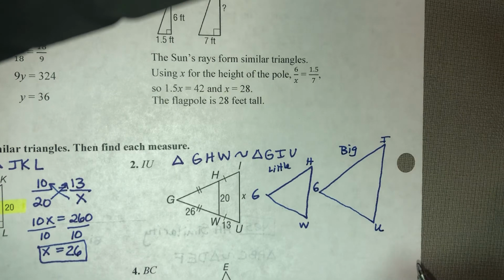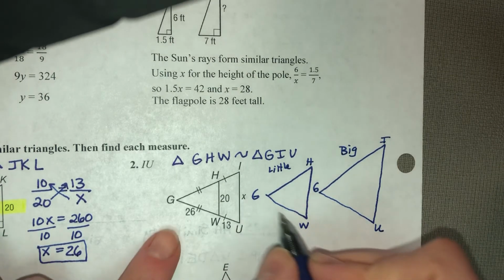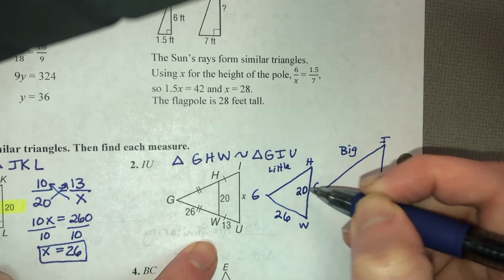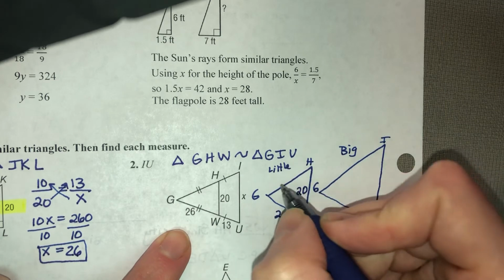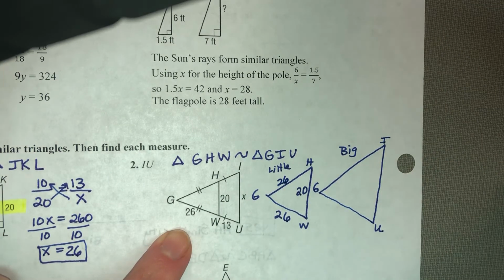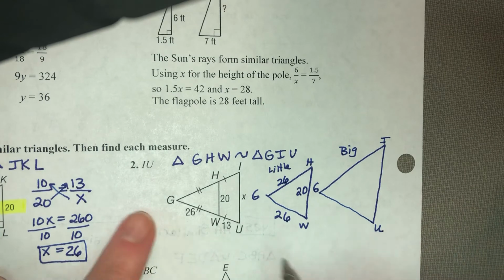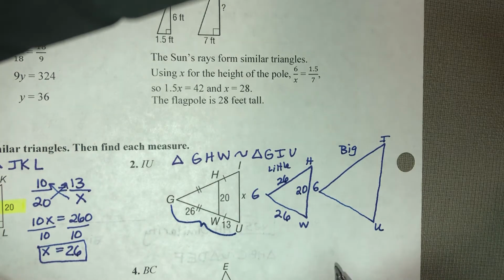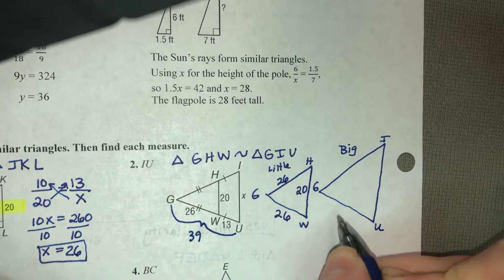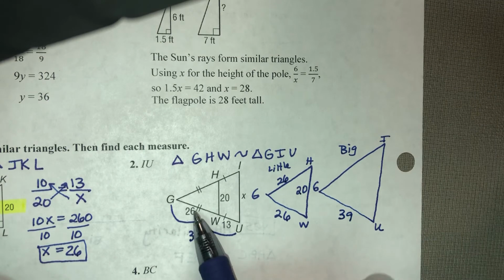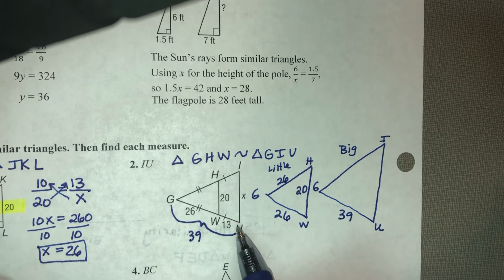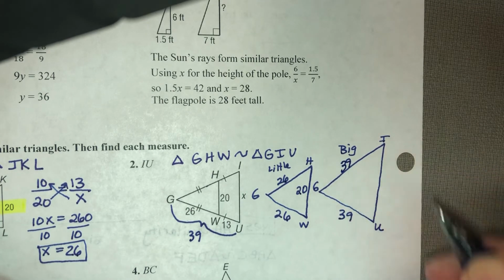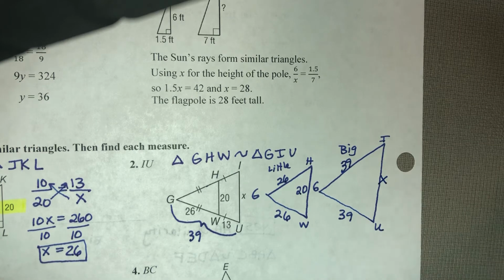And what do I know? Well, on the little triangle, GW is 26 and HW is 20. And look, there's congruent marks on the top, so this is 26 also. On the big triangle, the bottom side, GU, is going to be the total of 26 plus 13, which makes 39. And since this is a double tick and this is a single tick, and this is a double and this is a single, the upper side would also be 39. And then the X is here.